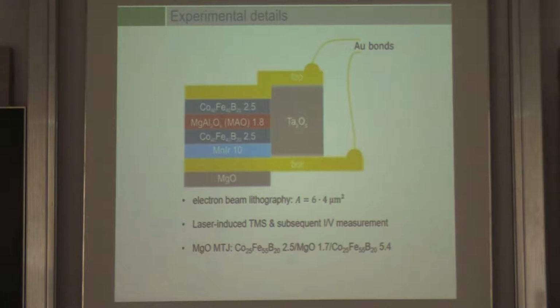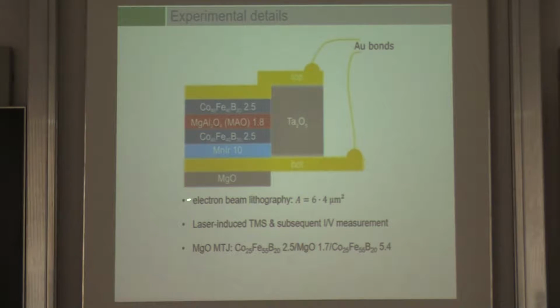Something on the experimental details. So the stacks were prepared in Bielefeld. This is the basic MTJ that we prepared with manganese iridium on the bottom, and then cobalt iron boron, MgAlO. And important in this case is the composition of your cobalt iron boron electrodes, because you get different Seebeck coefficients for different cobalt iron compositions, but we'll see that later on.